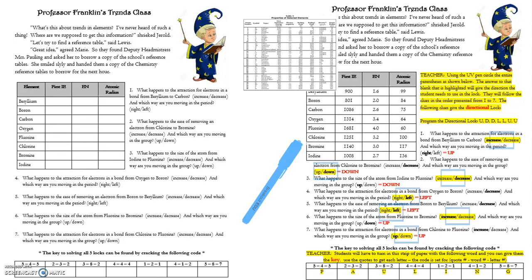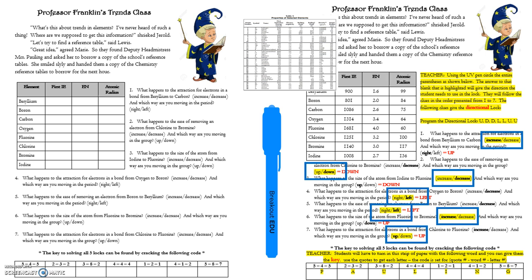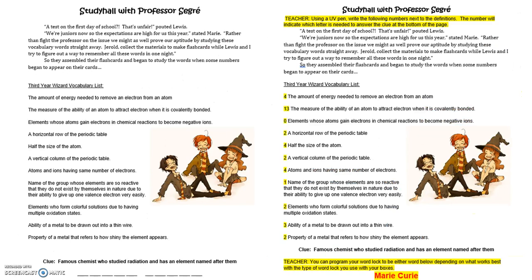Using the UV pen, the instructor will have to highlight these particular sets of blanks. The answers to those blanks are in bold, and the answer is what gives them the direction they're going to have to put into the lock. They go simply from 1 through 7, so they go in order. Down at the bottom is the code I'll talk about for the key in just a moment.